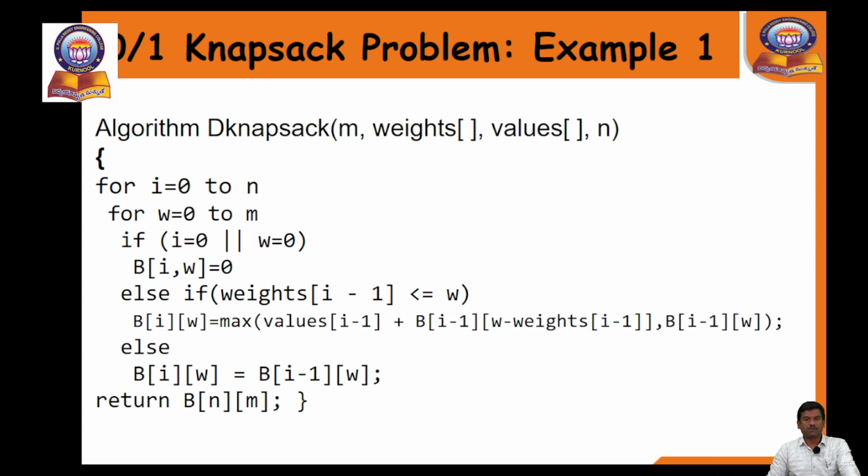The algorithm for the 0 or 1 knapsack problem takes m as the capacity, weights and values as input arrays, and n as the number of items. In the algorithm, you start with a loop i equal to 0 to n, w equal to 0 to m, and check whether i equals 0 or w equals 0, and then set within your table b of i comma w equal to 0. The entire algorithm will be traced with an example.